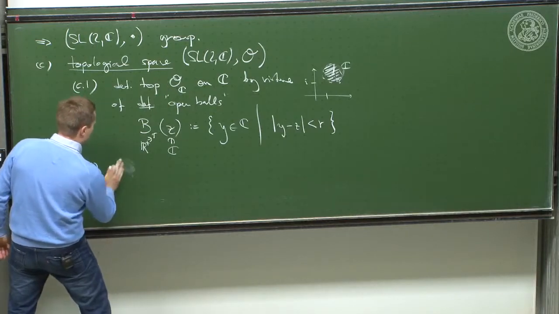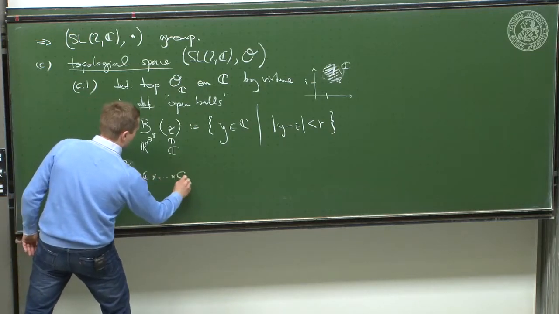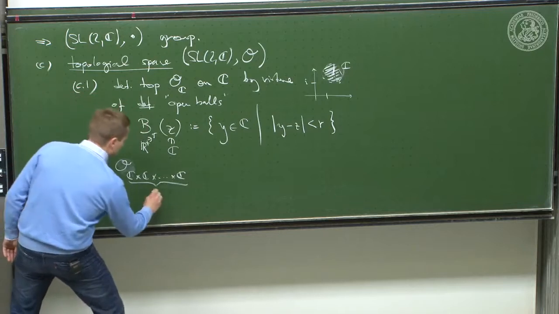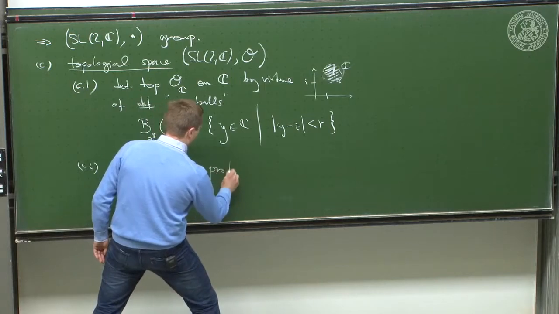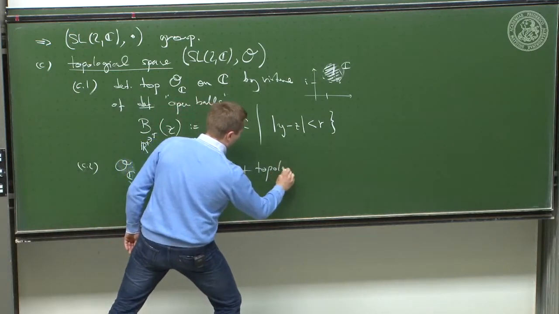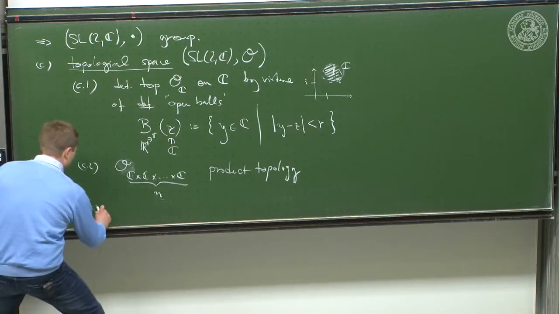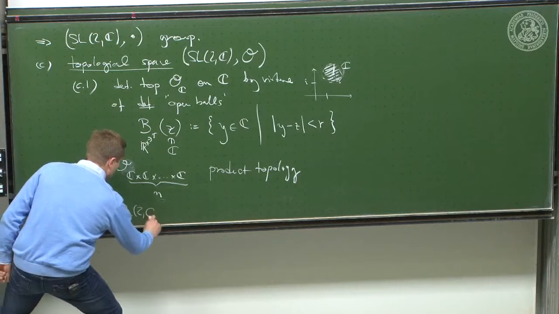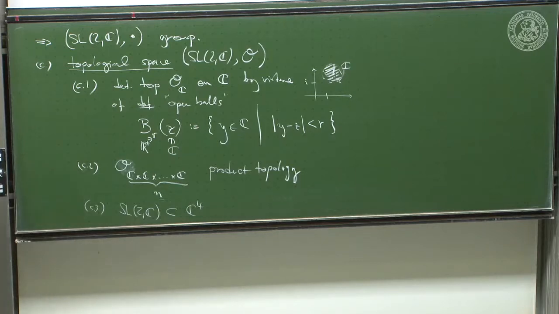So we have this on C, but then very quickly, of course, if we have it on C, then we can define a topology on a finite Cartesian product, so on Cn, as the product topology. If I have one on C, I have one on C4 by virtue of the construction of the product topology. Now, SL2 C is not C4, but SL2 C is a proper subset of C4, of course, because it is C4 with a condition.